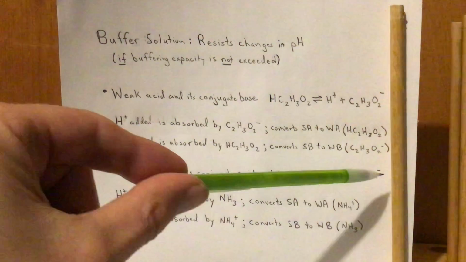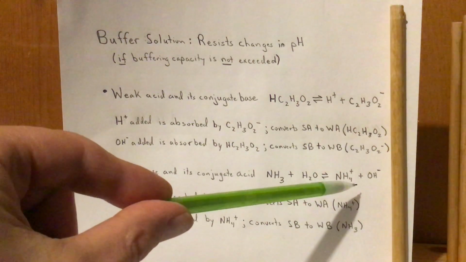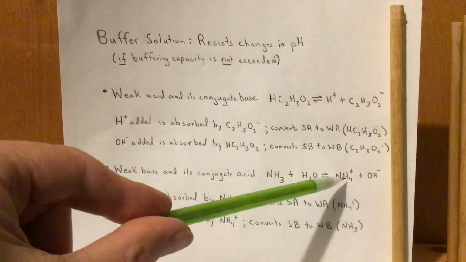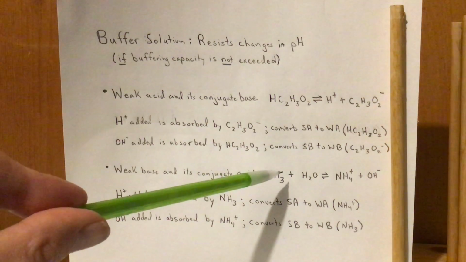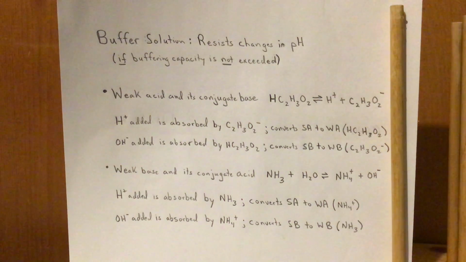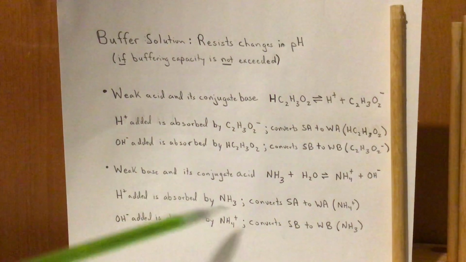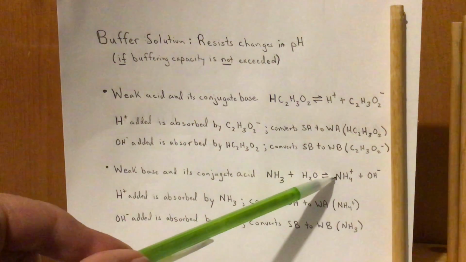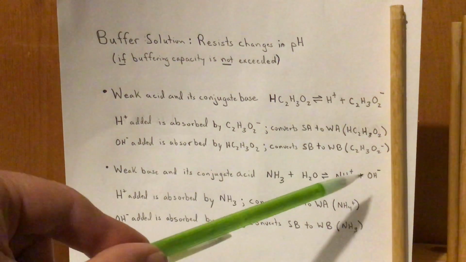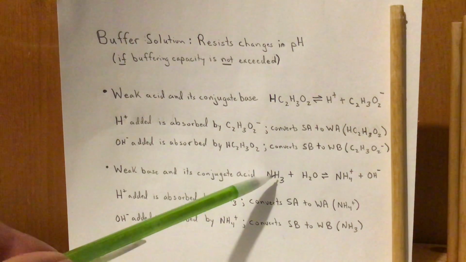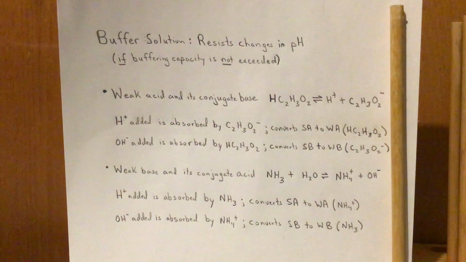If I add OH minus, it's going to react with NH4 plus to form NH3. It will react with the weak acid part of this, or the conjugate acid part, converting it to a weak base. So it does work the same way. If I add H plus, the strong acid added is going to be converted to a weak acid, such as this, which doesn't affect the pH as much. And if I add a strong base, that strong base is going to be converted to a weaker base, which won't affect pH as much, assuming I don't exceed the buffering capacity.